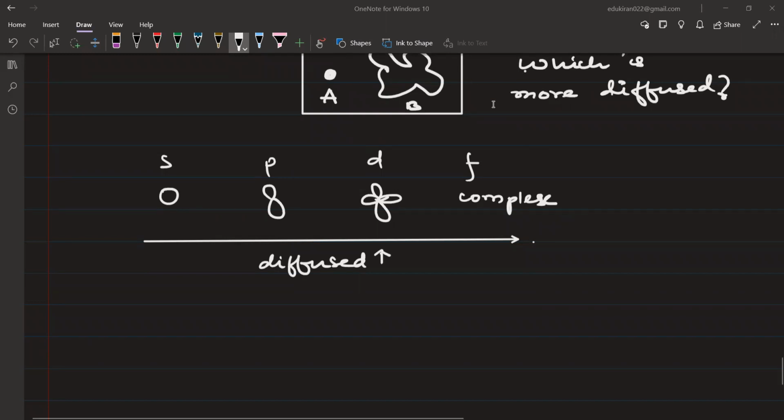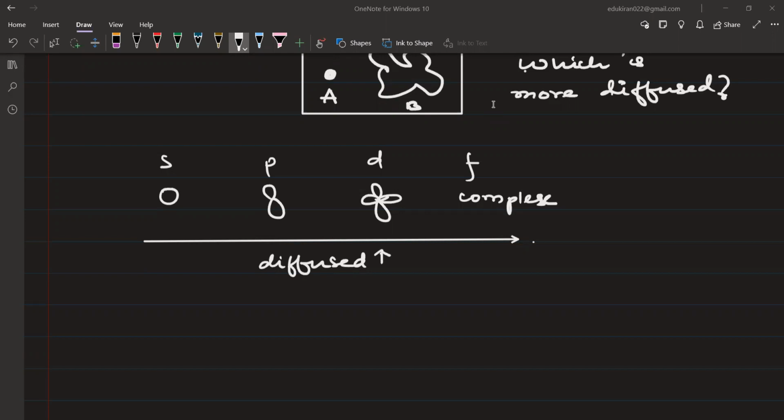Devangi, can you tell me your logic? Yes, Devangi? Sir, because F is more diffuse, it covers more surface area. So if it is more diffuse, then it will also be further away from the nucleus, right? Yes or no?